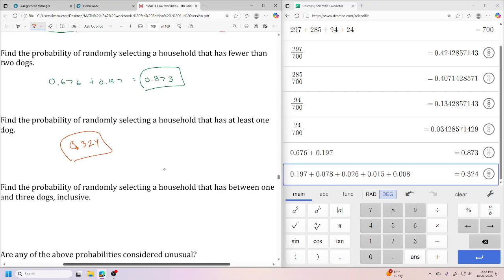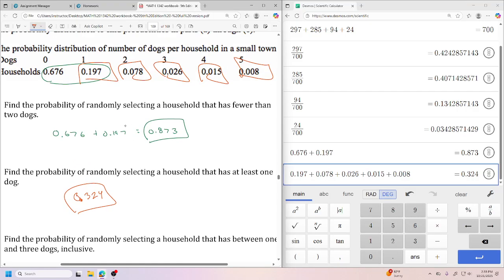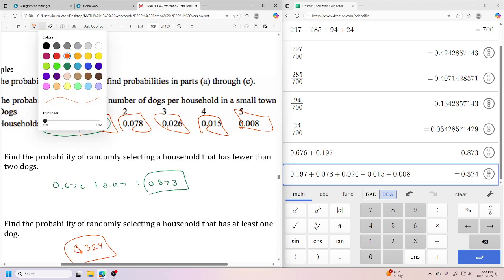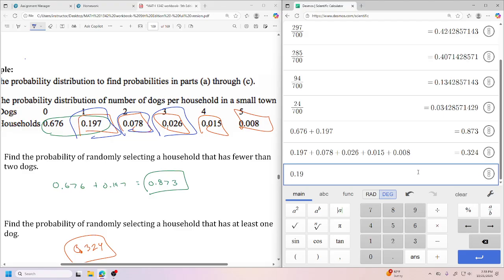It says, what's the probability of between 1 and 3 inclusive? So we're including 1 and 3. 1, 2, and 3. Add them up. You can see that this is a pretty simple problem. Is this okay for y'all? We cool with this?